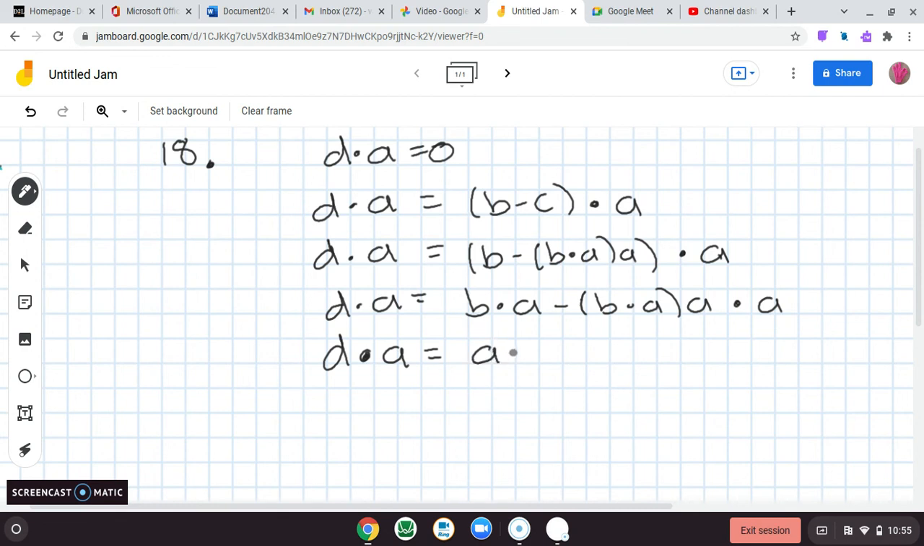So we're left with a dot a. No, I'm saying the wrong thing. Don't mark that. I forgot these are connected. That's not how it works. So we can't just cancel them out. It's going to be b dot a minus b dot a, but that's connected to this a dot a.